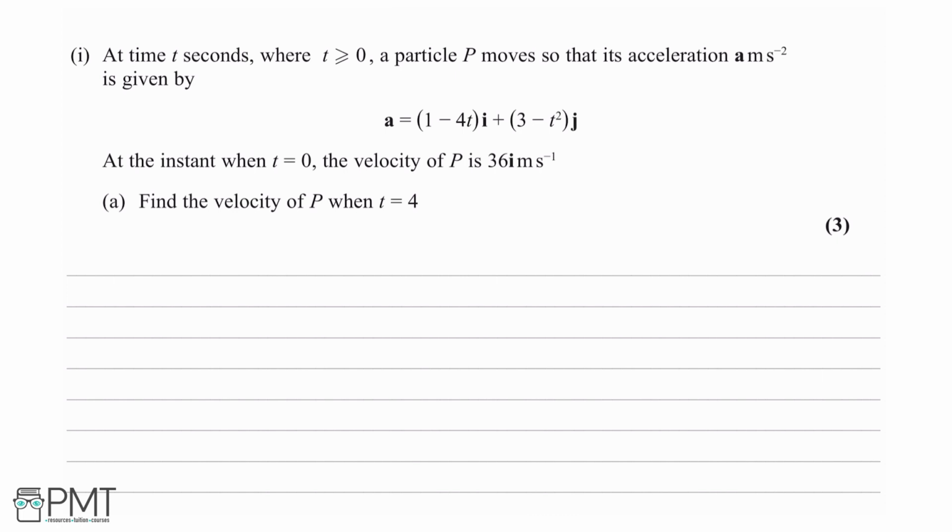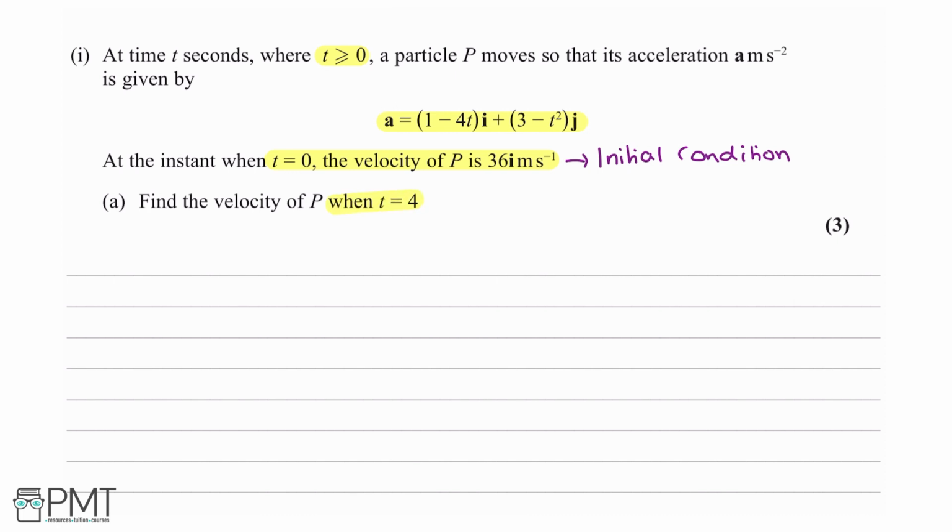Okay, so I'm first going to highlight that t has to be greater than or equal to 0. I'm going to highlight the equation for the acceleration, and I'm going to highlight that when t equals 0, the velocity of P is 36i, because this is the initial condition. An initial condition is what is satisfied at t equals 0, or when the model begins. And then we have been asked to find the velocity of P when t equals 4.